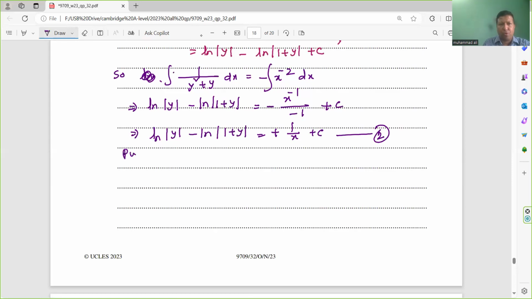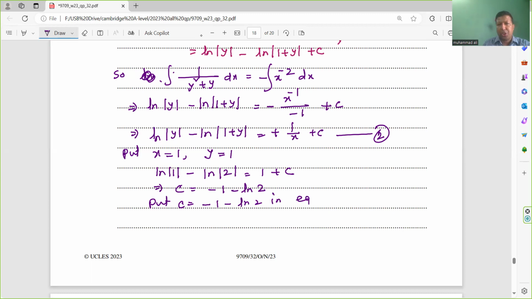Now put here x equals to 1 and y equals to 1. So ln 1 minus ln (1 plus 1), which is 2, equals to 1 plus c. So ln 1 equals to 0. So c equals to minus 1 minus ln 2. Now, if we put c equals to minus 1 minus ln 2 in equation 2, what will we get? We get ln modulus y minus ln modulus (1 plus y) equals to 1 by x, and c value is minus 1 minus ln 2.